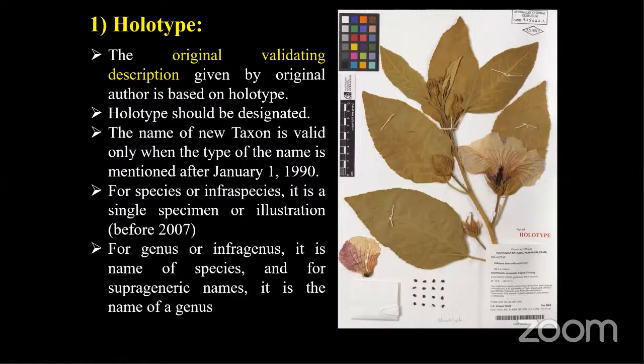So holotype is very much important because holotype is acting as a standard for that particular name of a particular taxon. The name of a new taxon is valid only when the type of the name is mentioned after 1st January 1990. All these rules are there, but you have to remember only one thing: holotype is nothing but the original validating description given by the original author is based on the holotype. The question will also be asked in examination: what is the holotype? Holotype is nothing but an original validating description given by the original author.